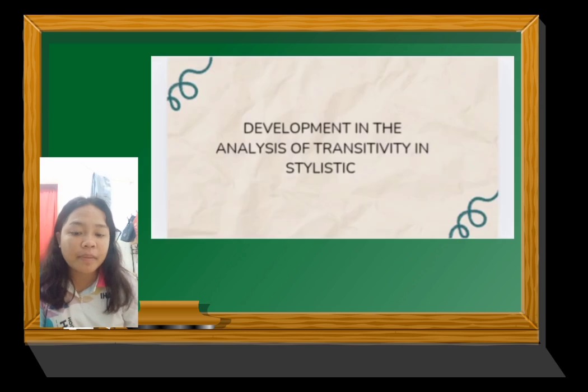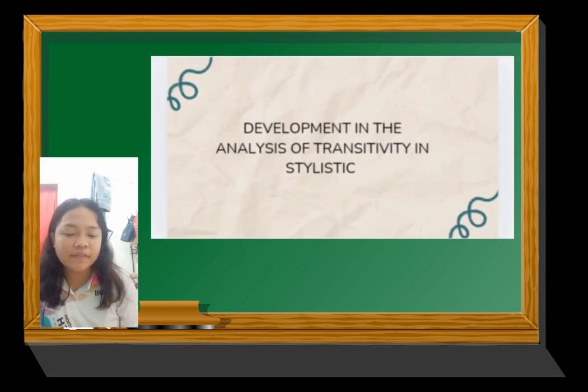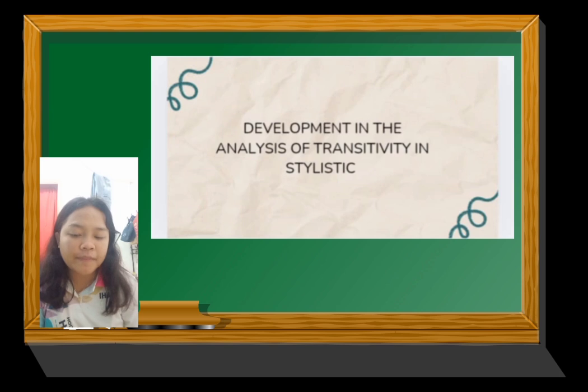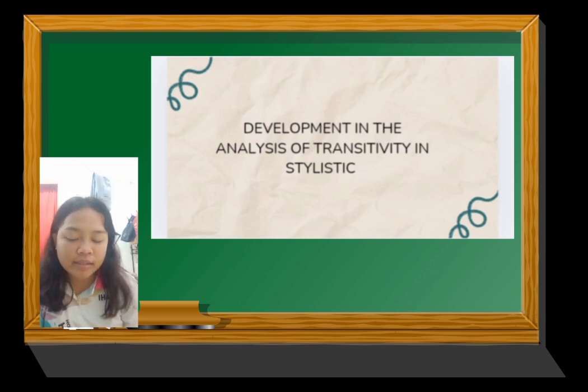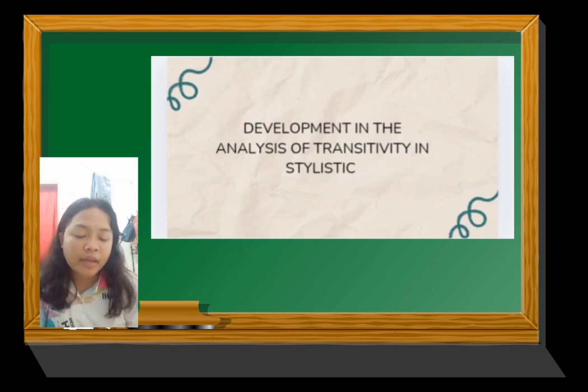Now we're done tackling the development in the analysis of style, and now we're tackling stylistic development in the analysis of transitivity. It involves examining how the choice of process types, such as material, mental, and relational, and their participants within a text contributes to the overall stylistic effect and meaning. These choices of process types are like my example earlier in this video.